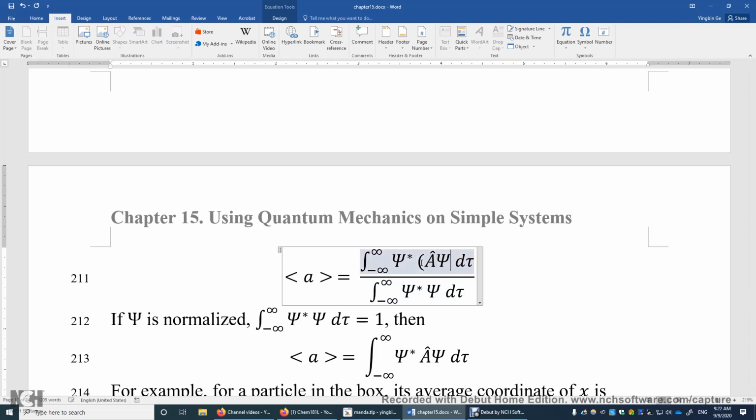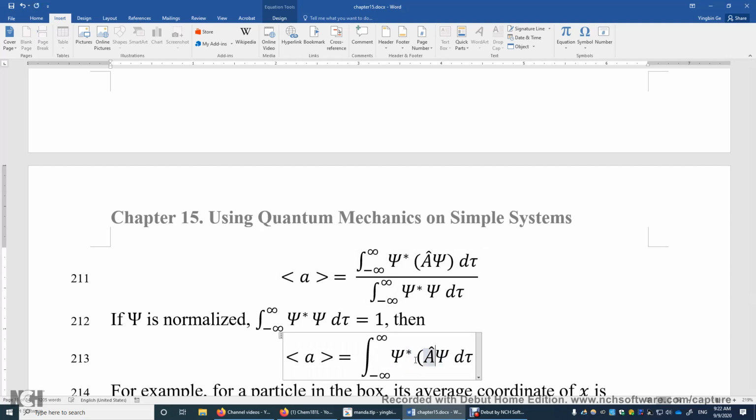Over here on top, it's going to be a little different. You need to replace this psi with A psi. A psi is to apply the operator A to the wave function. You need to do this operation first and then do multiplication. Now, if psi is normalized, that means the bottom integral is 1, and then we have a simple expression for the expectation value of A.